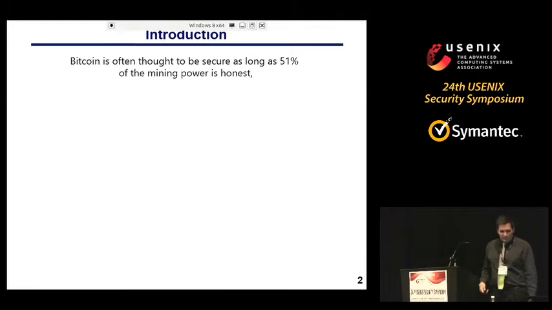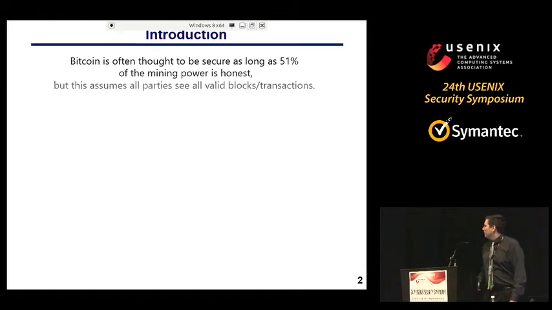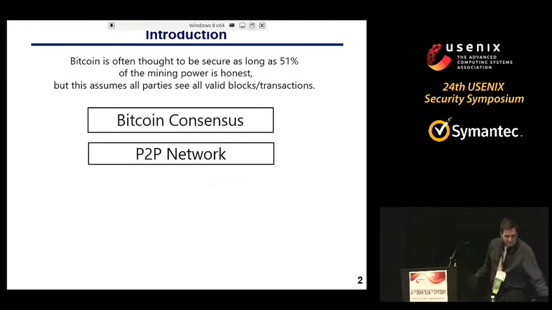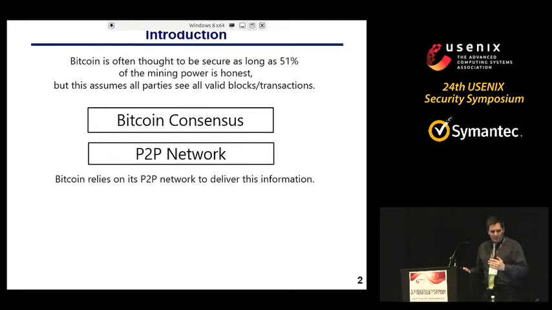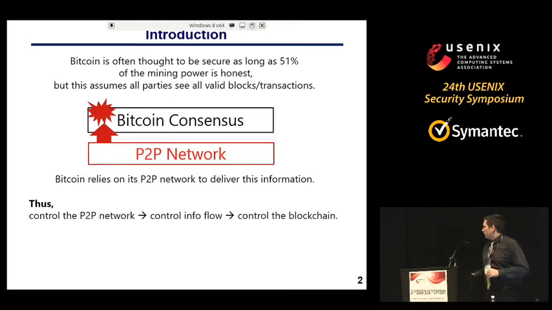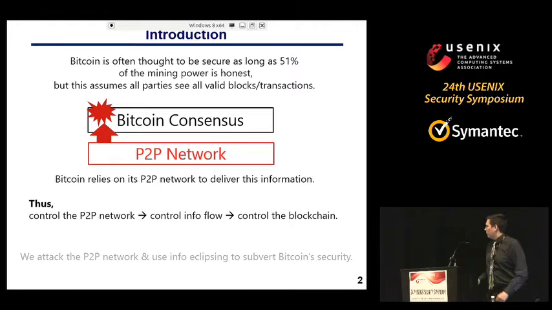So Bitcoin is often thought to be secure as long as 51% of the mining power is honest. But this assumes that all parties see all valid blocks and transactions. Bitcoin relies on its peer-to-peer network to deliver this information. So if you control the peer-to-peer network, you can control the flow of information within Bitcoin and thereby control the blockchain.